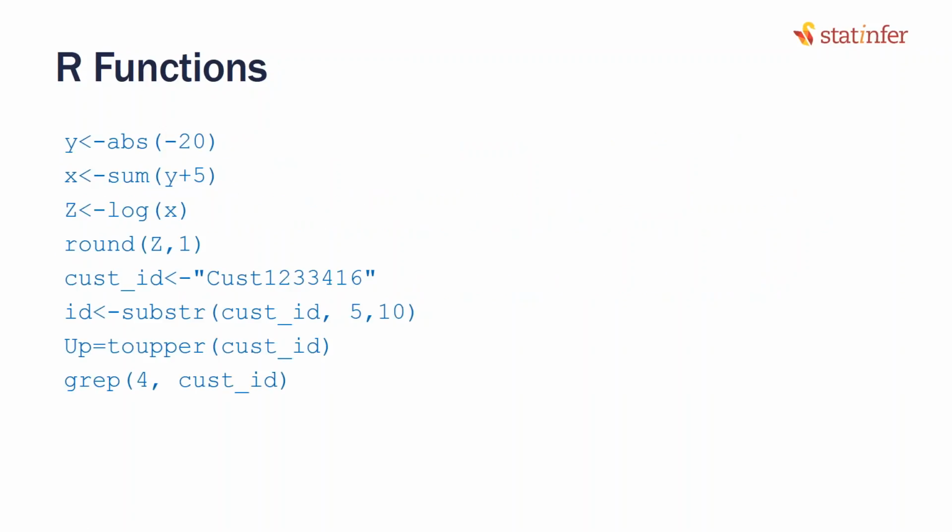Let's do a quick warm up. Just try this very quickly, as it is. You just enter the first one. I'm finding the absolute value of 20 and saving it in y. Second one, I'm finding the sum of y plus 5, saving it in x. Third one, fourth one. Quickly do all this. Try to understand in each of the steps what I am doing.